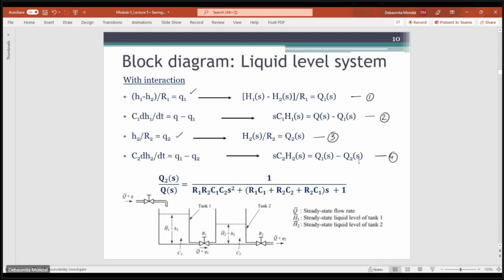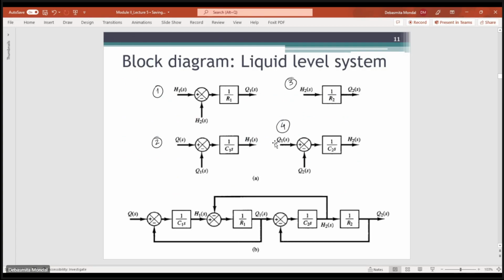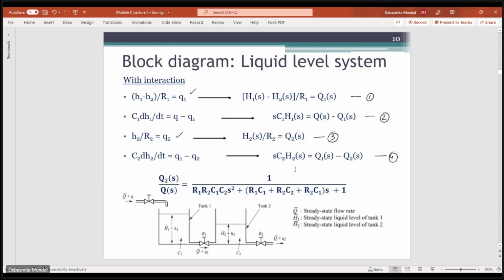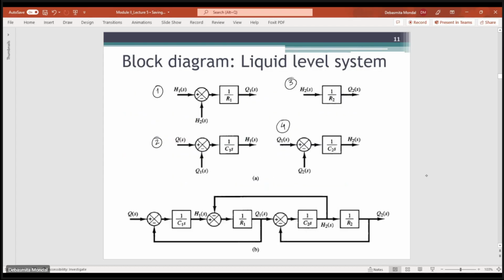So you have Q1 minus Q2. In this error detector you have Q1 minus Q2, and then that gets multiplied by 1 by SC2 to give the output of H2. You will get H2 as your output. So now you have drawn the individual blocks for all the 4 differential equations that are governing your system.